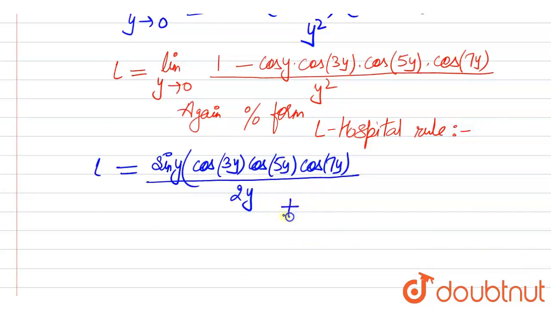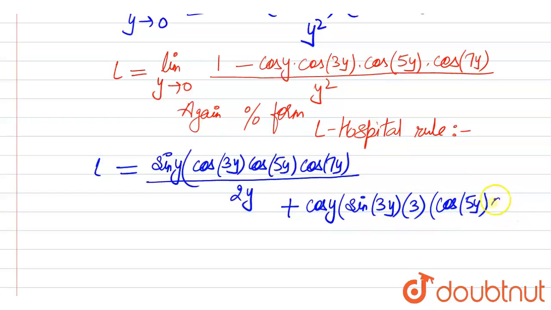Now there would be a plus sign, and we'll differentiate the second term now. So the first, third and fifth terms remain as they are. So we write cos y, and the differentiation of minus cos 3y would be sine of 3y, and also multiply by 3, because differentiating by chain rule we differentiate the inside angle also, and we have cos of 5y into cos of 7y. Okay, here the limit is approaching 0 everywhere. On the denominator we also have 2y.